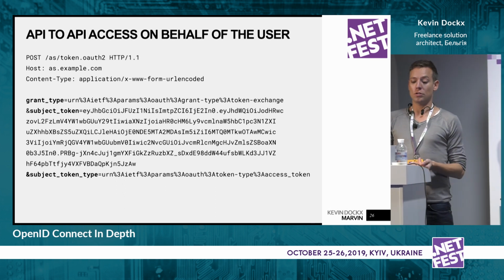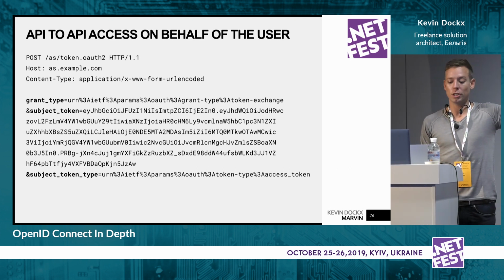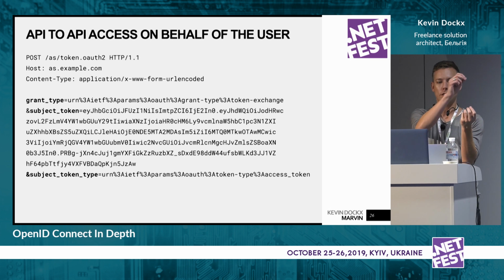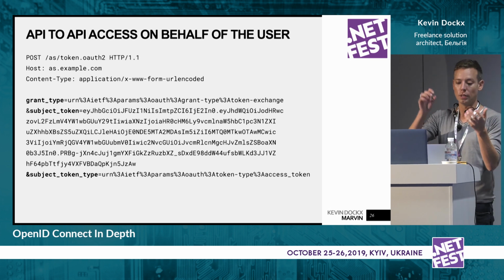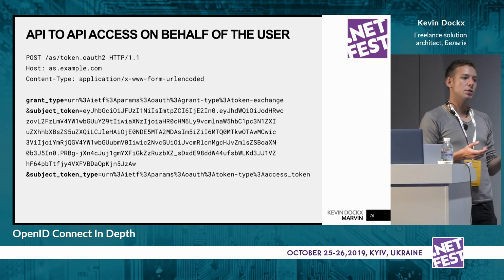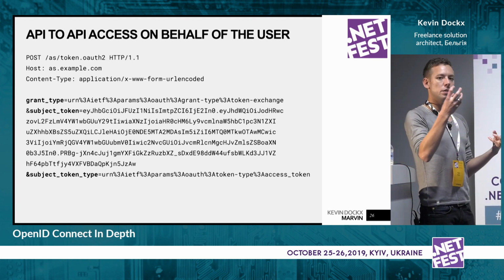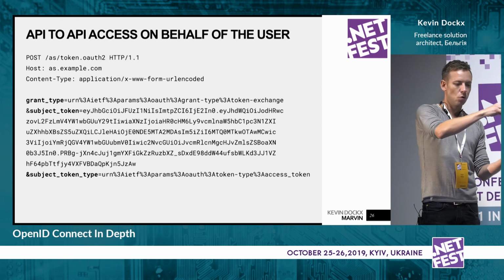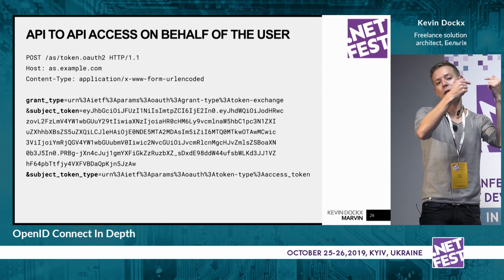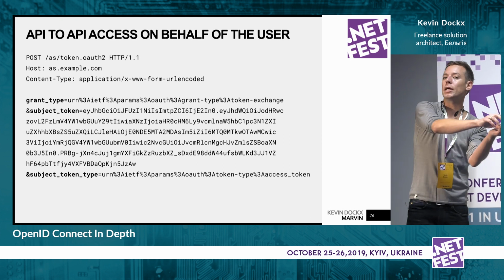What you can see is that the grant type is token exchange. The subject token, that's the initial token that gives you access to API 1, is passed through as well. And you state that the subject token type is an access token. The general idea is that we need to take this, we need to validate it, we need to get the subject value out of it, and we need to create a new token that will give me access to API 2.